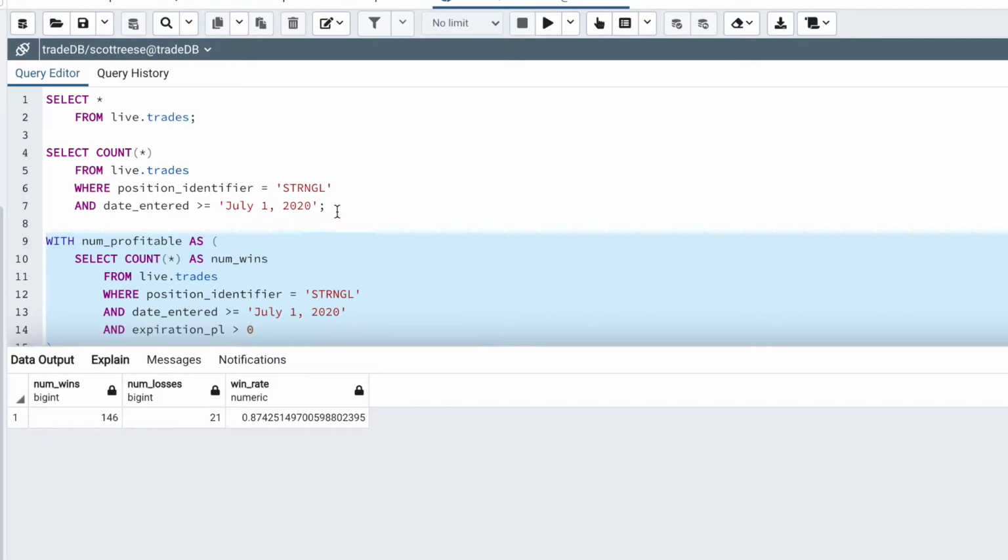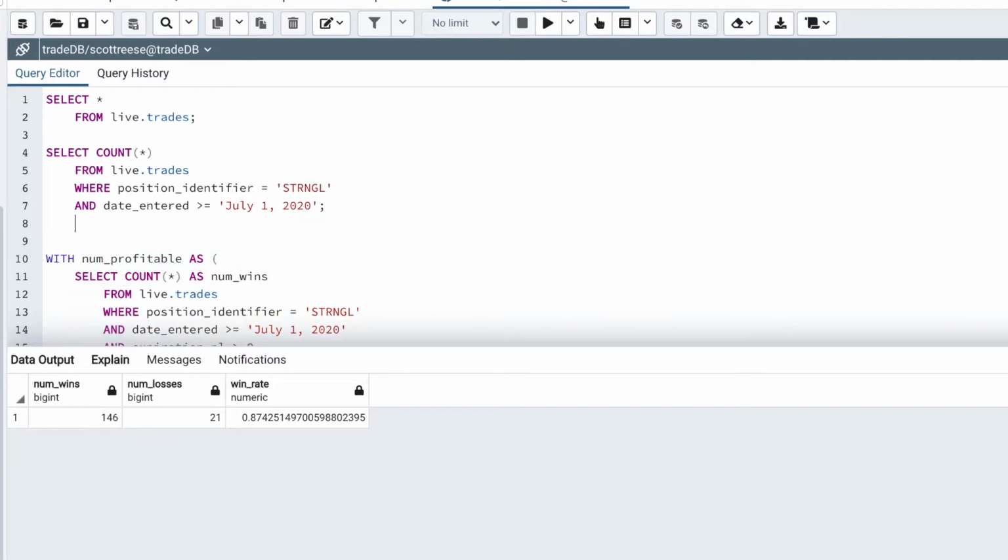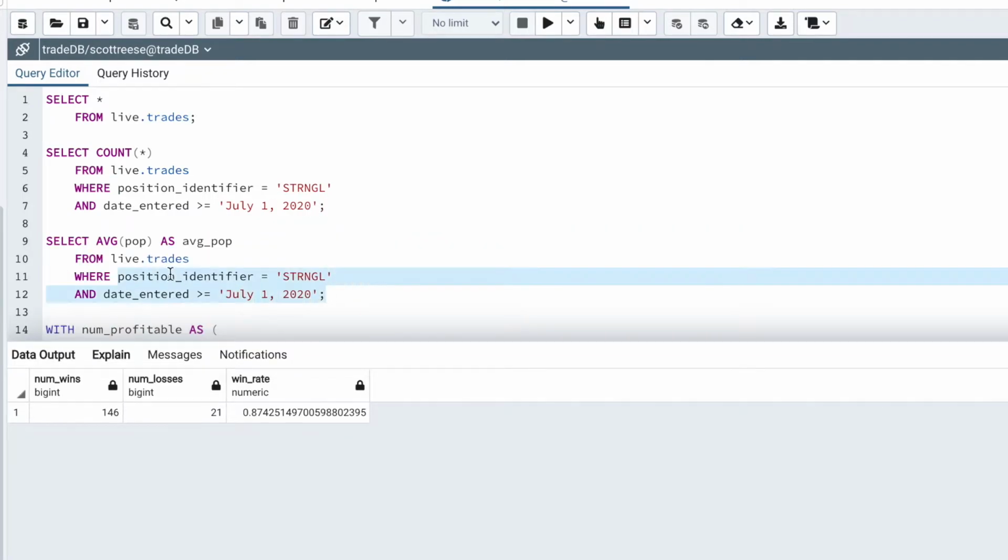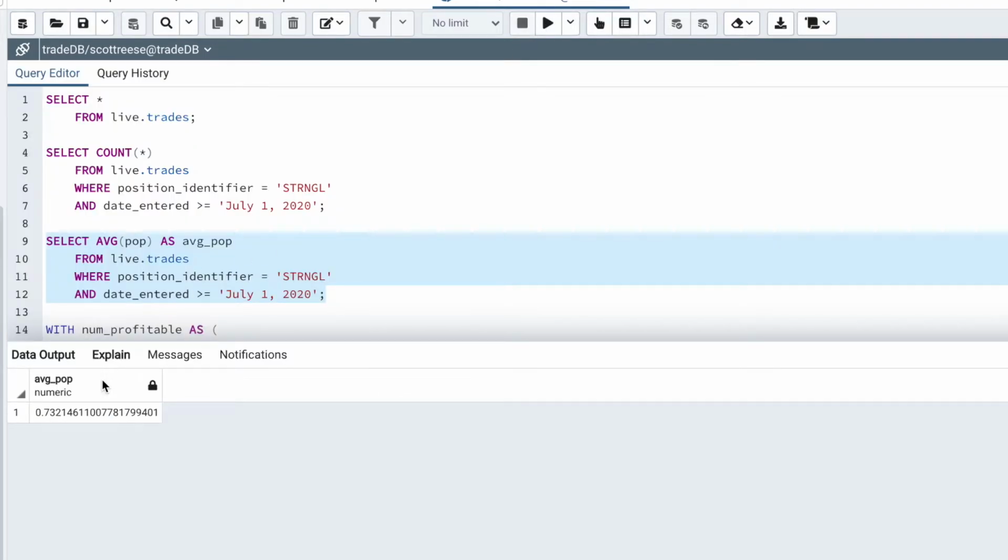And the very cool thing here is if I write another query, right, so this one here is going to calculate the average probability of profit amongst all those strangles since July 1st of 2020. And so if I click play here, and if I expand this out, right, you'll see the average probability of profit was just over 70%. And this is what I normally target. Whenever I sell a strangle, I'm usually around a 70-ish percent probability of profit.